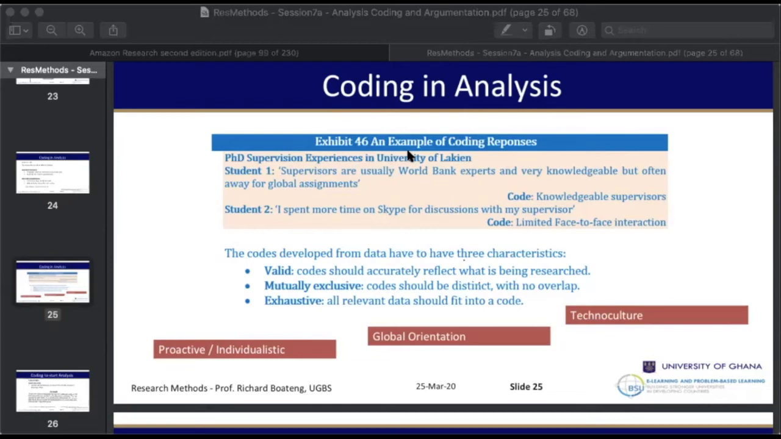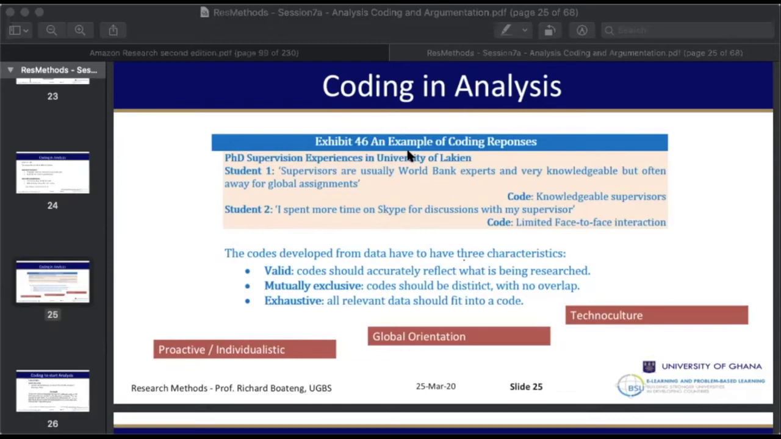So if you look at the first statement of the student, he said knowledgeable supervisors. He coded one aspect of it. Another aspect he could have coded was being away, that's really being away for global assignments. It means that they are not always available, or they are quite busy. If you want to use a descriptive sense, busy supervisors. Good. And then they should be exhaustive.